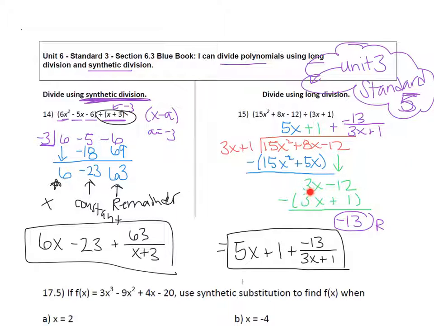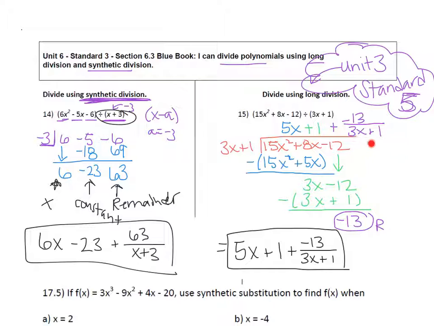What times 3x will give us 3x? Well, that's 1. So we write that up here. Then we multiply 1 by both terms over here. 1 times 3x is 3x. 1 times 1 is 1. Take that quantity and subtract it. 3x minus 3x cancels. Negative 12 minus 1 will end up being a negative 13.